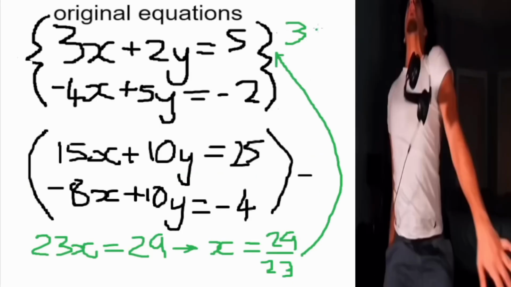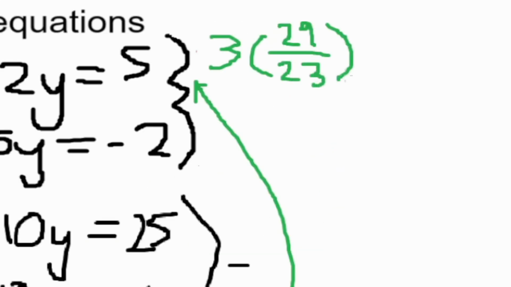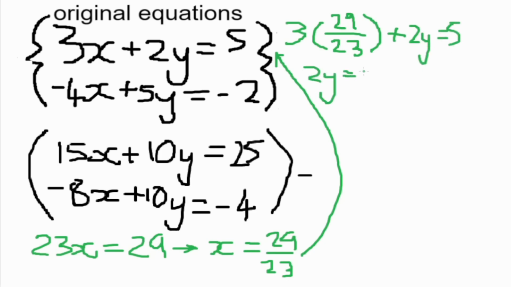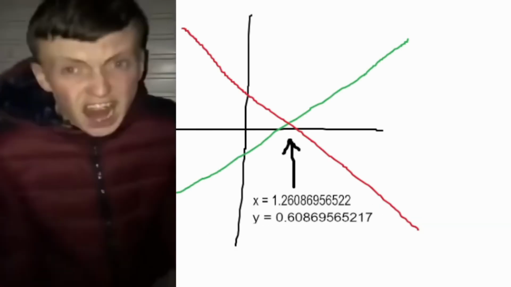Launch that back into the simplest original equation, which in this case is the top one. Do the math and then solve for y. 2y equals that stuff, therefore y equals that. These are the coordinates for where the 2 lines intersect.